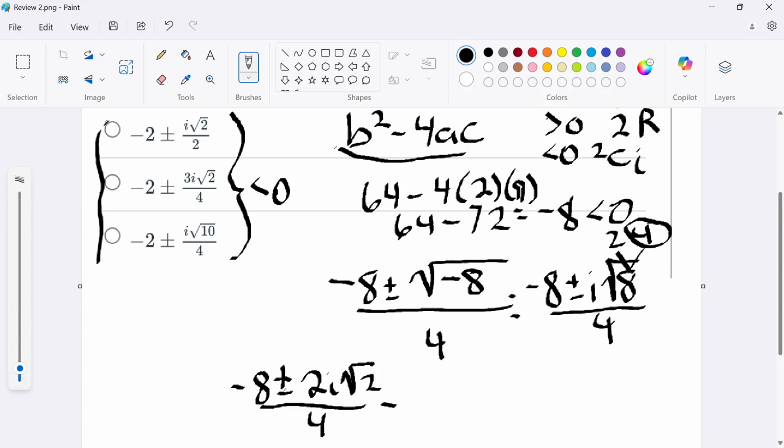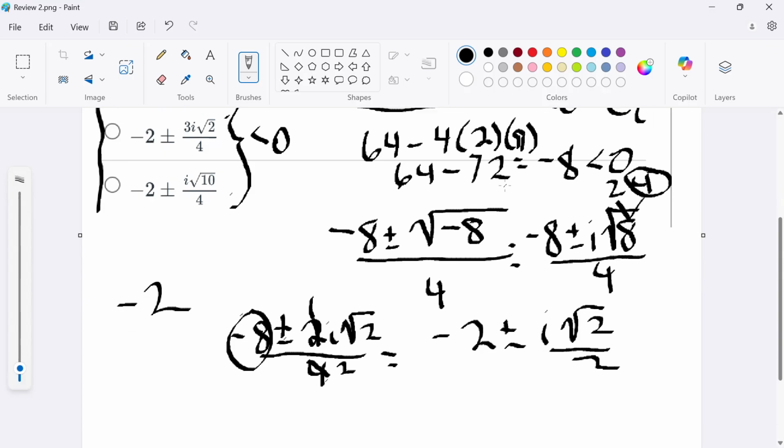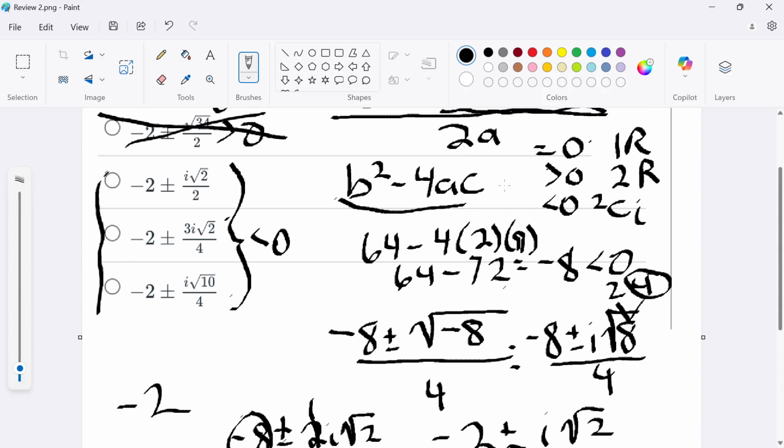And I can separate this because these are all separated. Negative 8 divided by 4 is negative 2, plus or minus 2i square root of 2 over 4, which is i square root of 2 over 2. 2 goes into 2 once, 2 goes into 4 twice. I've already taken this out as a negative 2. So you have to separate them. So negative 2 plus or minus i square root of 2 over 2, that is, this answer is correct.